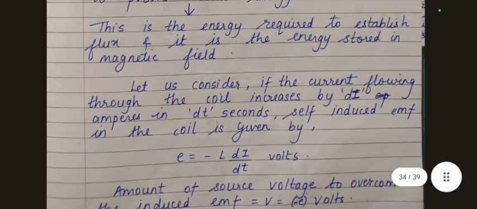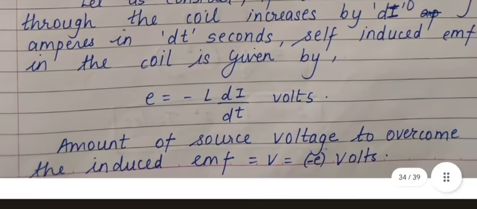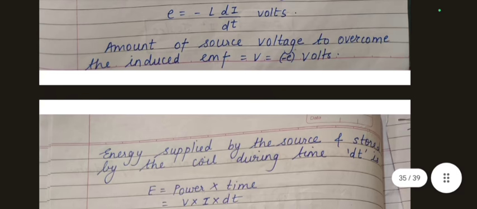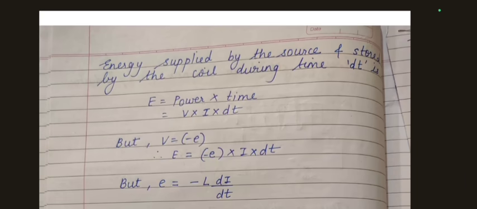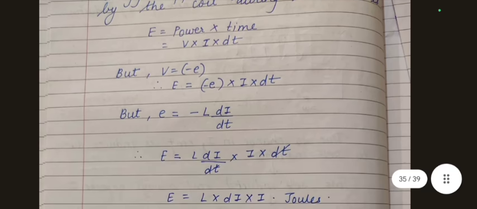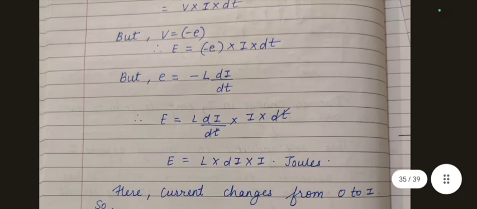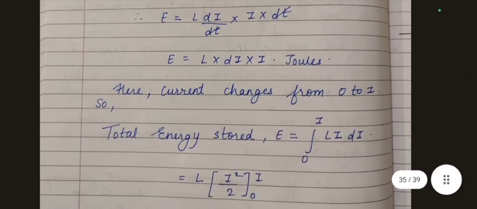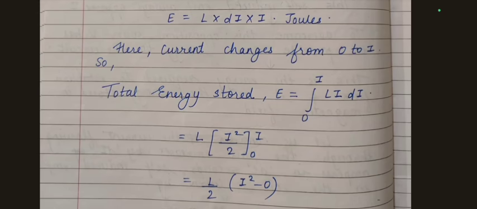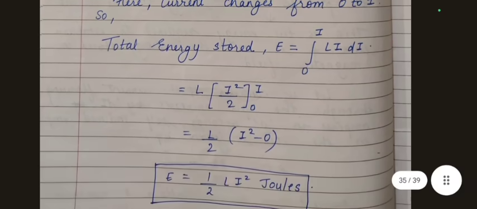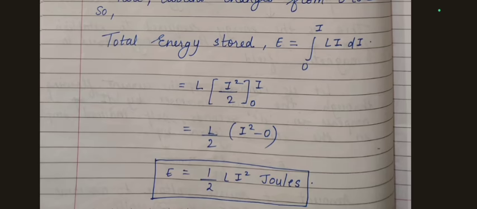So what you have to remember here, you have to remember this formula, E is equal to minus L di by dt. Then you have to remember that you have to replace V by minus E, and you have to mainly recall that energy is equal to power into time, and power is V into I. Just by substituting minus E and putting the E value in this same equation, you will get E is equal to L into di into I joules, and then the energy stored you will get by the integration from 0 to I, that is L into I square by 2, and just by putting the values of initial and final, you will get 1 by 2 Li square joules. This is the energy stored in inductor. I hope you are clear with this.